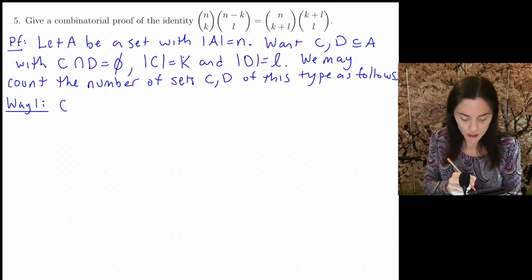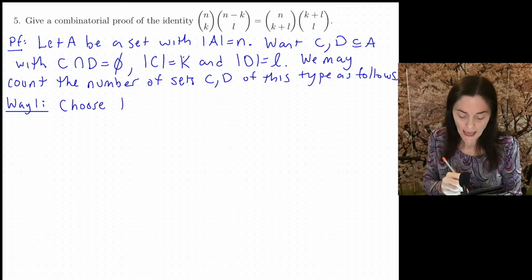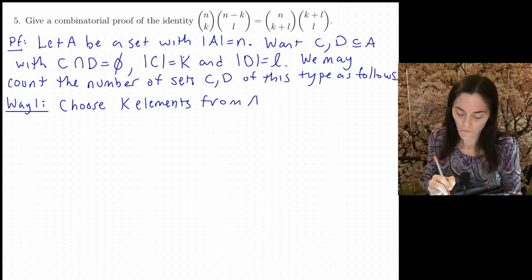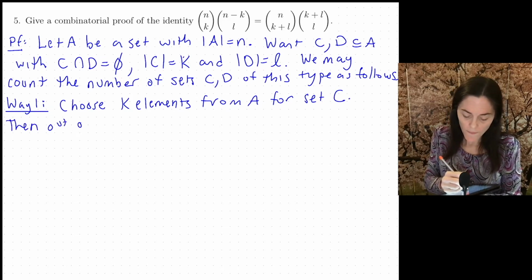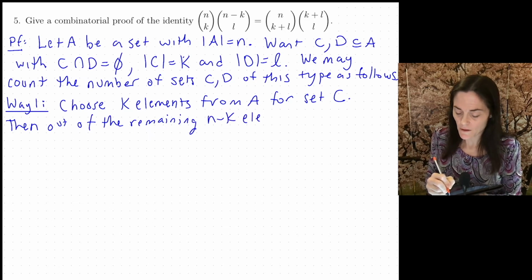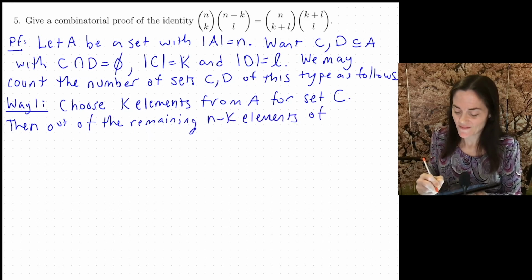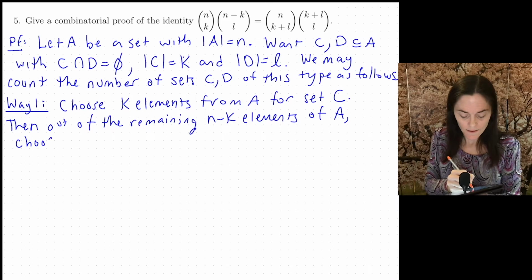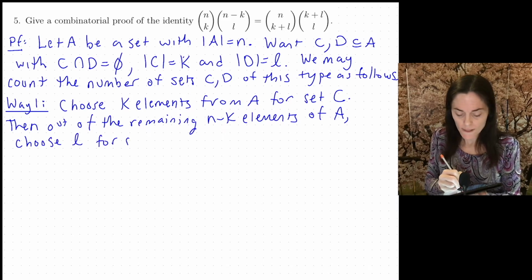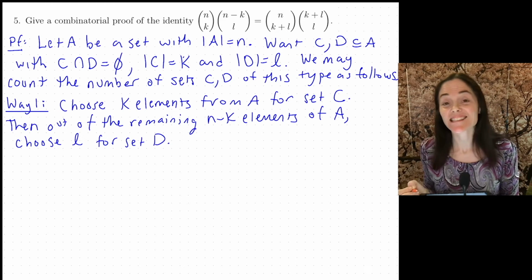First, let's choose k elements from A for set C, and then out of the remaining n minus k elements of A, we want to choose L for set D. And this is multiplication rule.